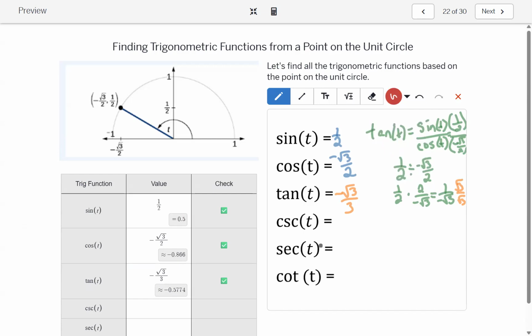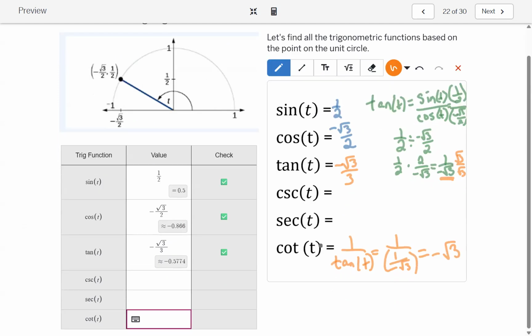All right, now we've got the other 3 guys. We're going to figure out our reciprocals. Our cotangent here is the reciprocal of tangent. Now remember, for tangent we had 1 over negative square root of 3. So for cotangent, we can make use of that irrational fraction here. So we're going to get just the negative square root of 3. So we're going to scroll down and fill that in.